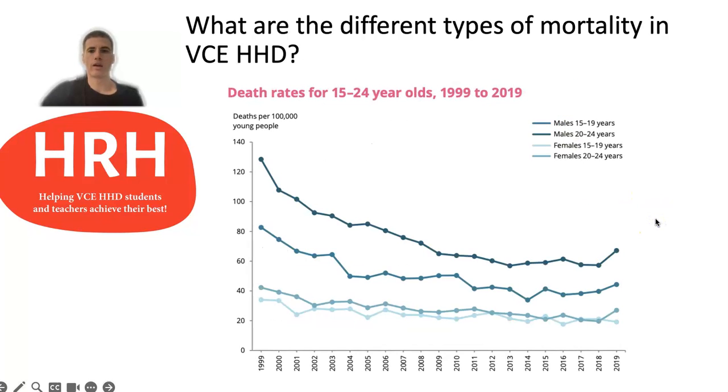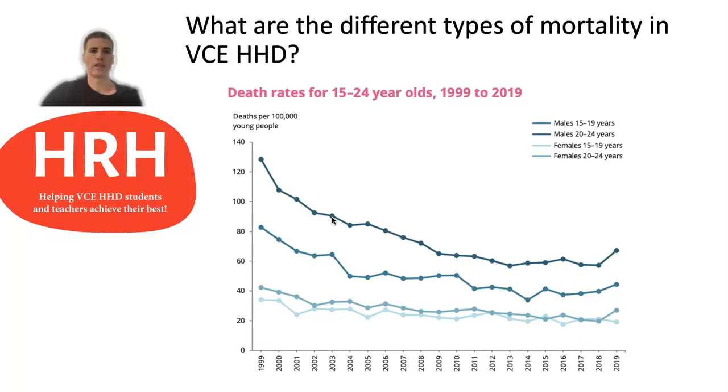This is another graph which is slightly different. Here we're looking at the death rates for, once again, 15 to 24-year-olds, but this is from 1999 to 2019. On the y-axis here, it's once again deaths per 100,000 young people. However, along the x-axis, you've got the years. And then up here, this is telling you the colors that are associated with those different lines on the graph. So for example, if you are looking at males 20 to 24 years in 2003, then that would be approximately, say, 90 deaths per 100,000 young people.